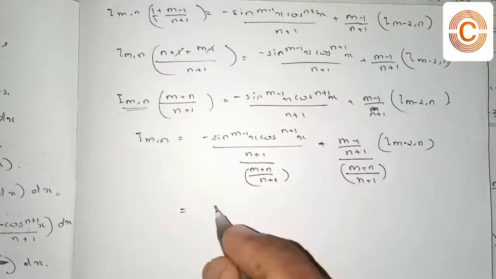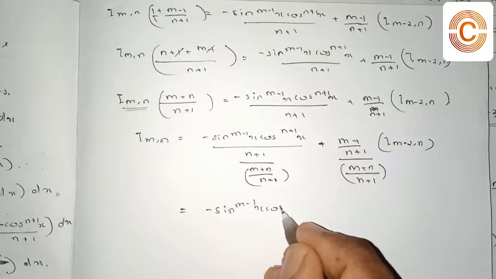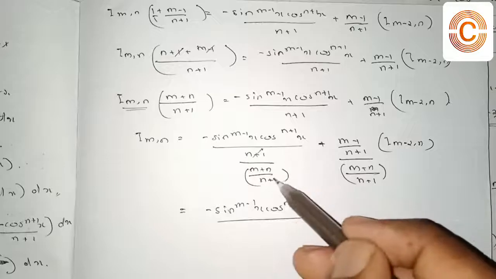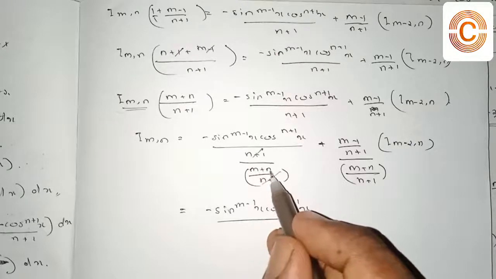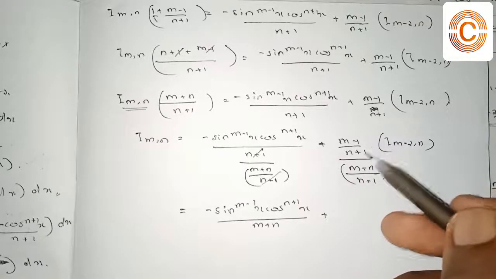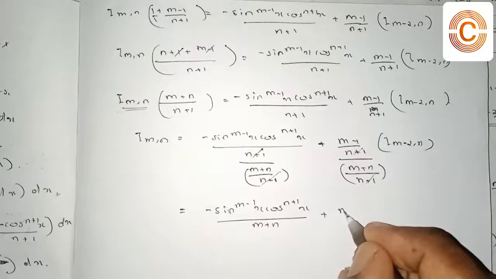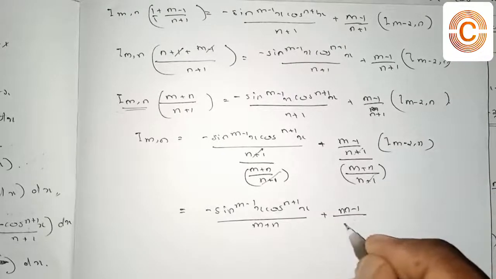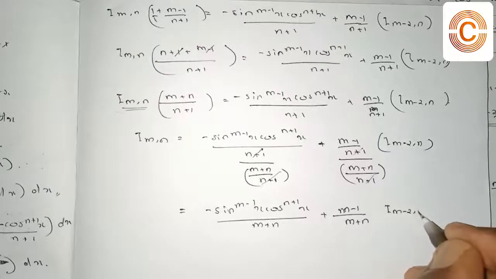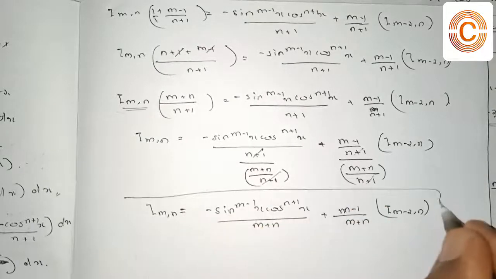Then in the final step, we can get a formula as sin^(m minus 1) x into cos^(n plus 1) x, which is divided by, so look here that n plus 1 and n plus 1 will be cancelling and m plus n is existing, that is m plus n here, plus here, like that n plus 1 and n plus 1 will be cancelling and the numerator has the m minus 1 term and the denominator has the m plus n term. Then I (m minus 2),n. So this is the formula for I m,n here.